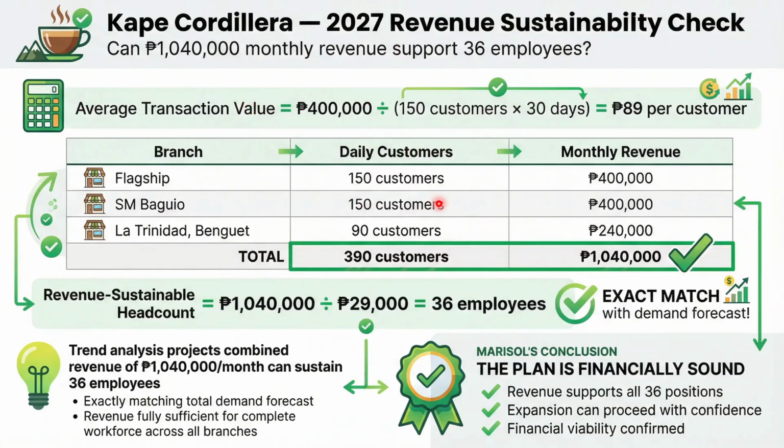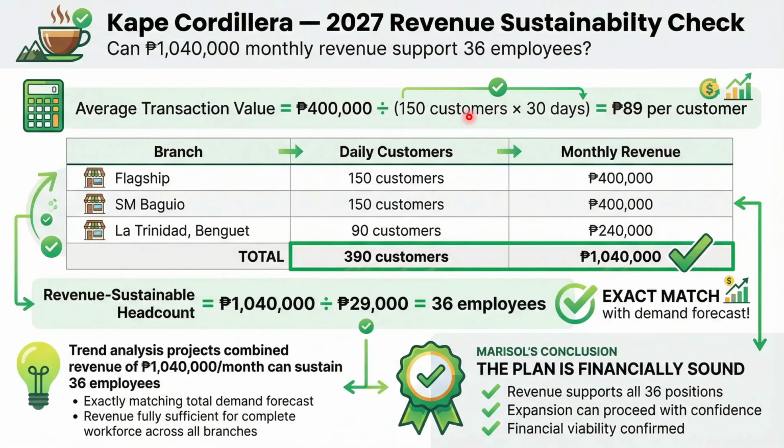Okay? So, 150 customers. Let's try to apply itong 29,000 to verify if yung ating monthly revenue projected for 2027 for 3 branches can support 36 employees. Tignan natin. So, we have here first the average transaction value. Compute muna natin yan based on our monthly revenue. Yan. Tignan natin, ha?